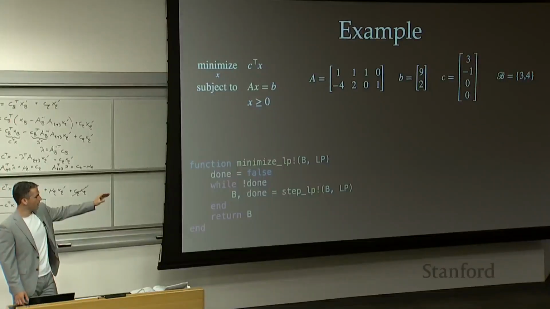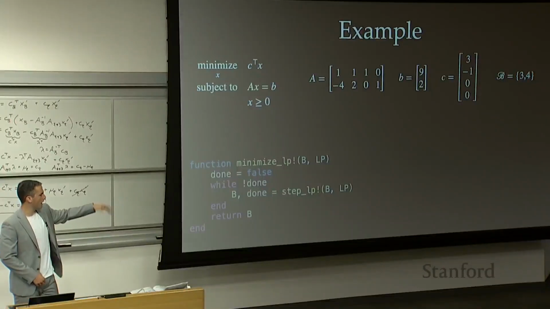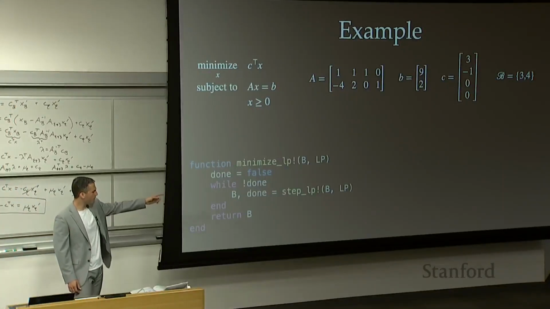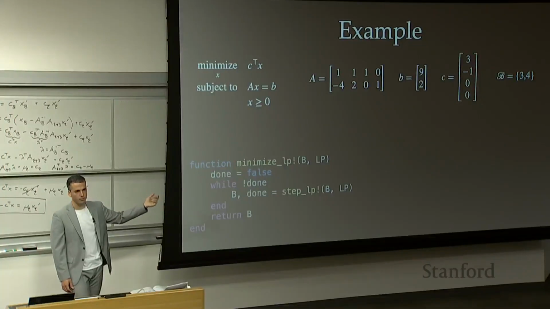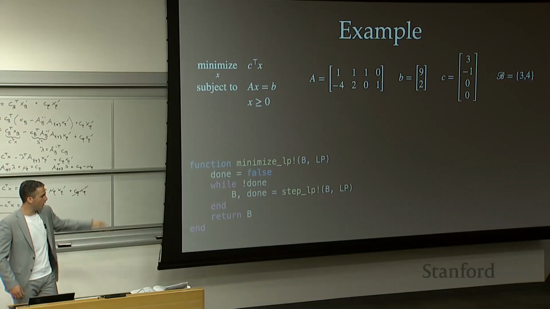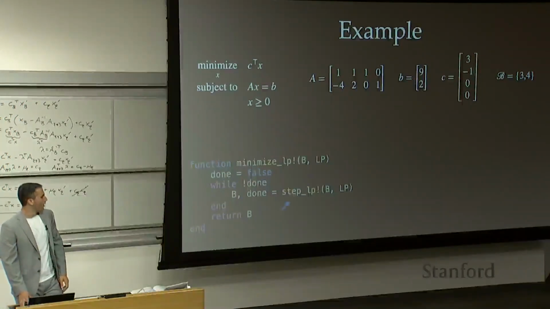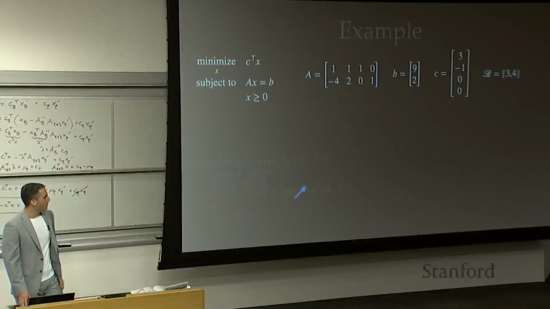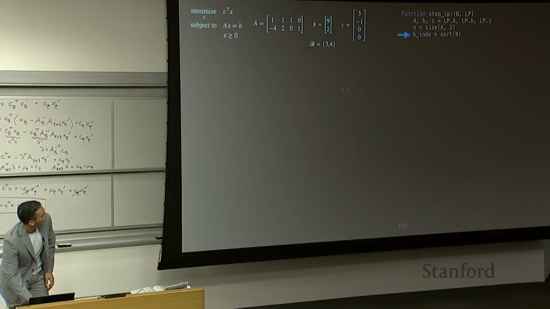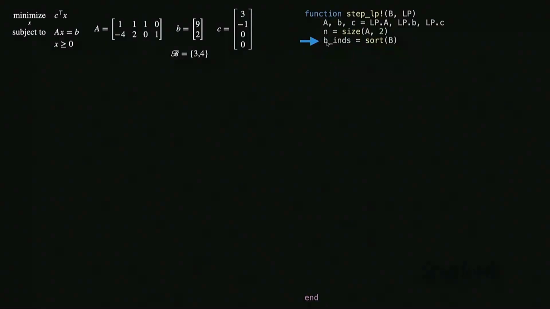In this minimize LP function, we're going to enter a while loop, and we're going to continue to call step LP until we get done equal to true. Done equals true means that we found the global optimum. So we're going to enter step LP now. In the first part of this, we are just reading in the A, B, and C like before. N is just the second component of A, because A is m by n. And then we're sorting the B indices like before.